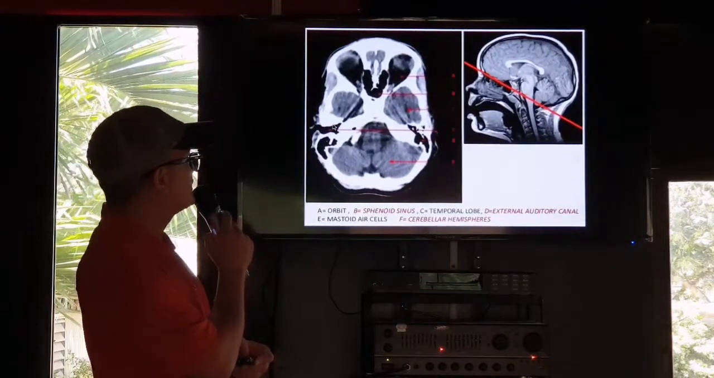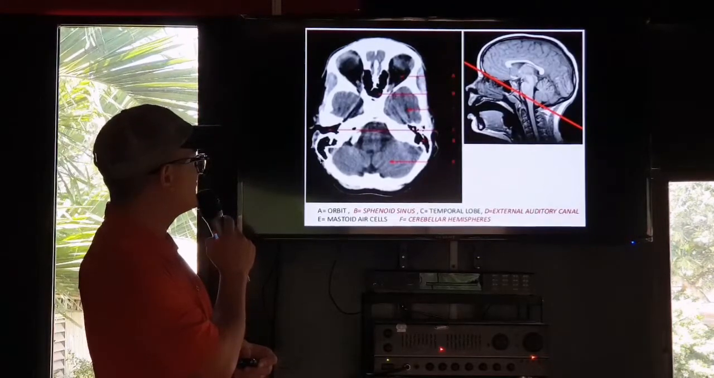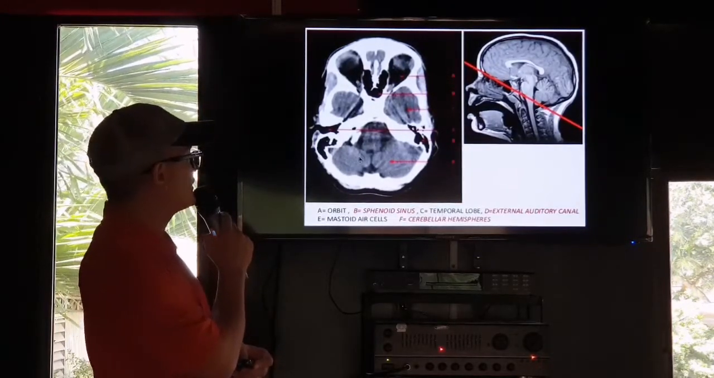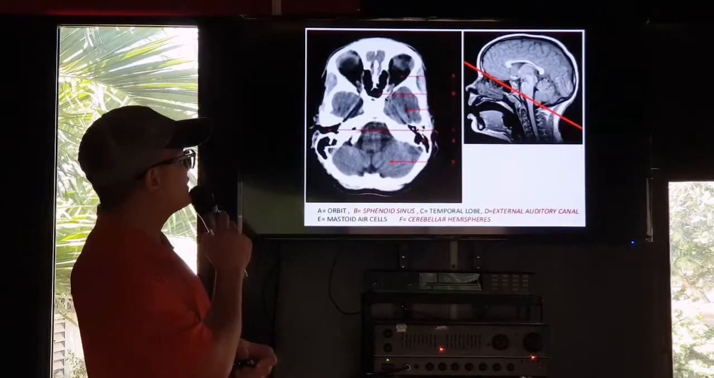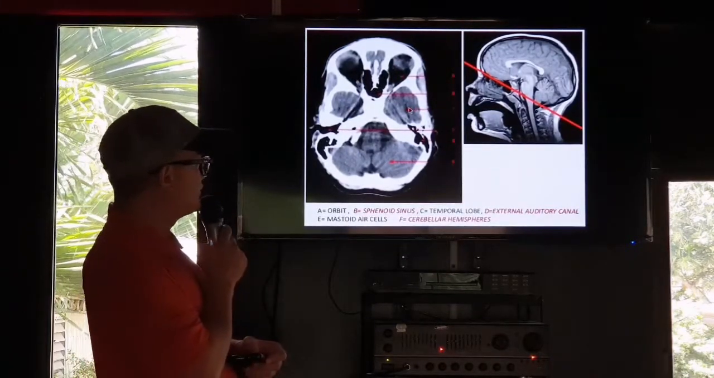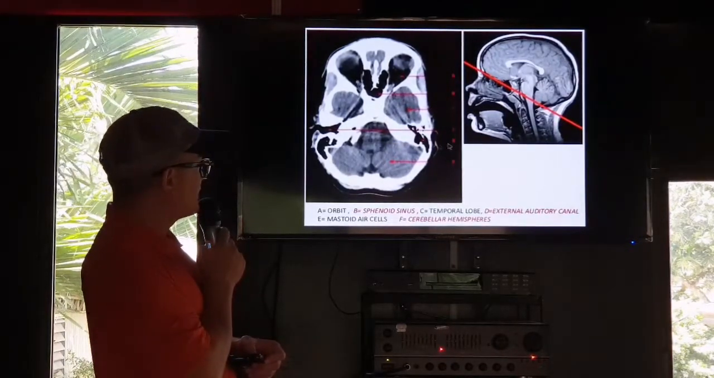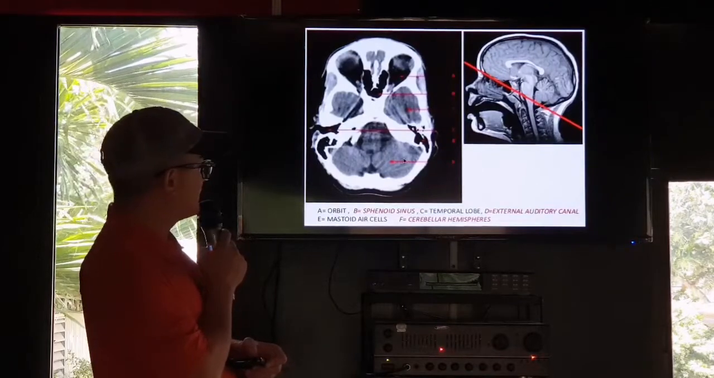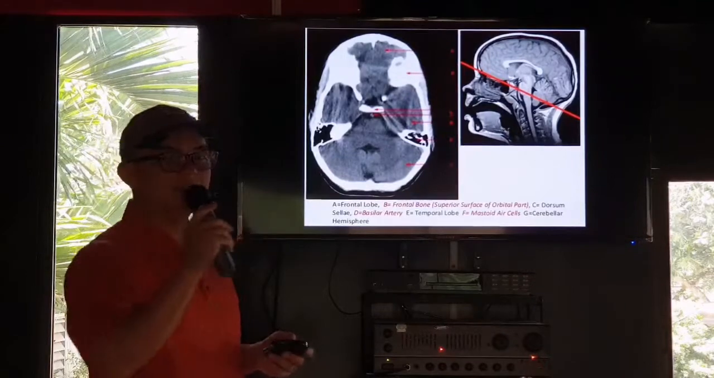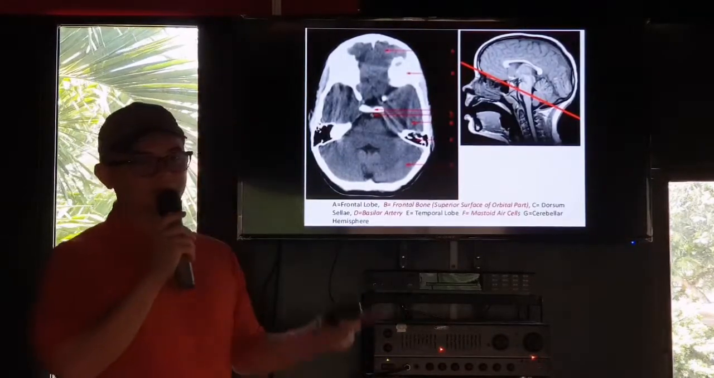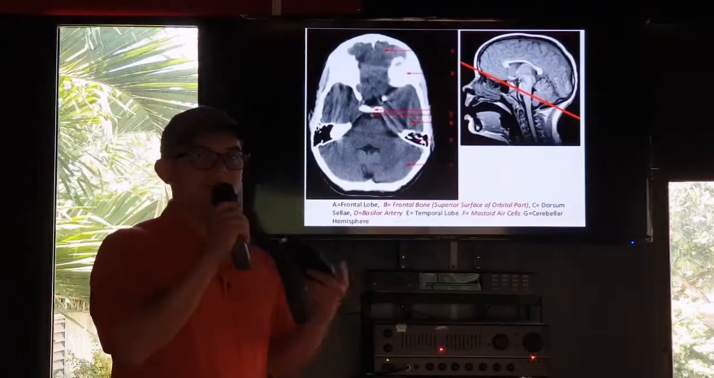Okay, of course, the external auditory canal, the mastoid air cells you have here, and of course the cerebellar hemispheres. Okay, so remember the structures. You have the orbits, sphenoid sinus, temporal lobe, you have the ear, external auditory canal, the mastoid air cells here, and the cerebellar hemispheres.